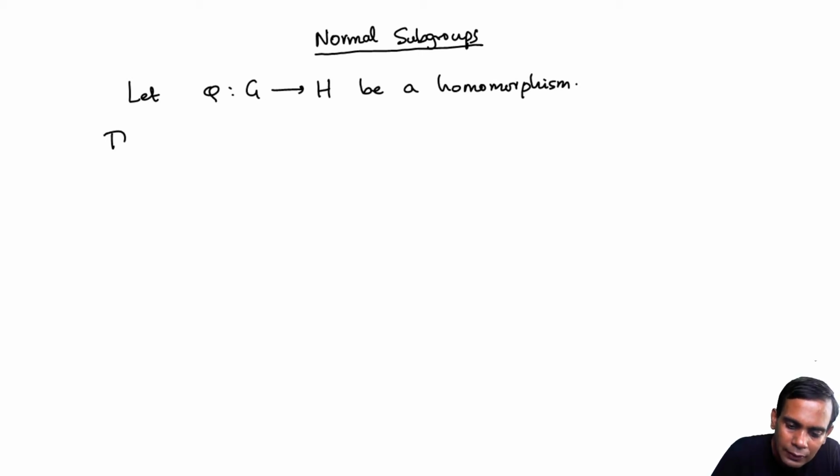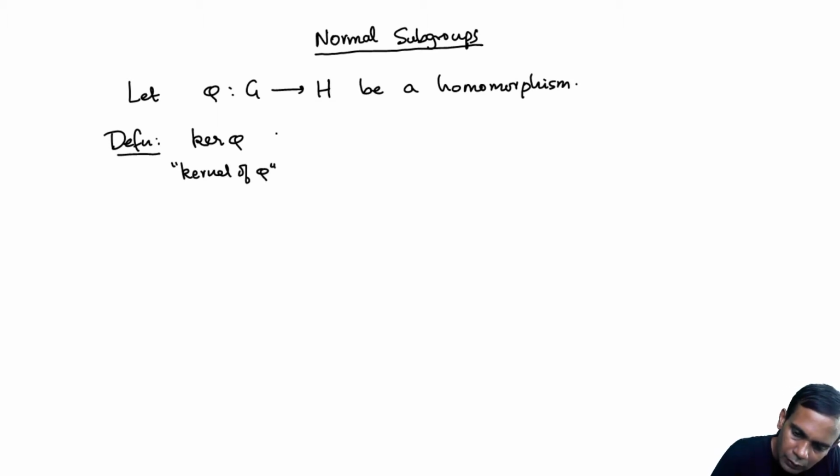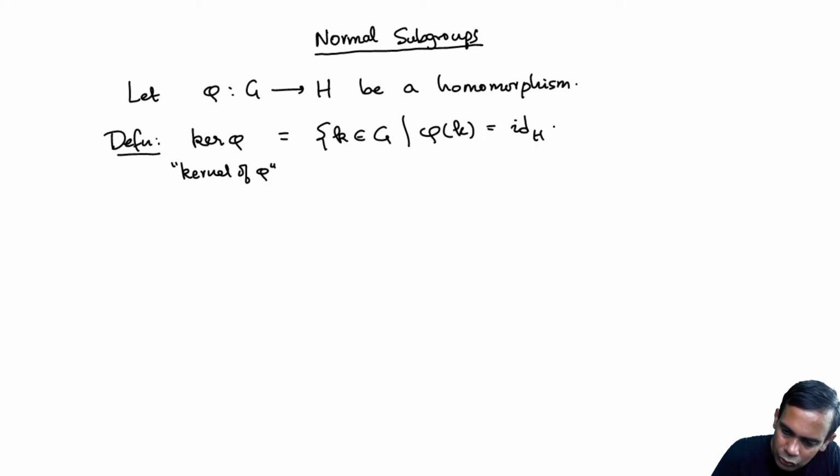Now I define the kernel of phi, which I denote ker phi. It's called the kernel of phi, to be those elements k in G such that phi of k is the identity element of H. It's easy to see that kernel phi is a subgroup of G.